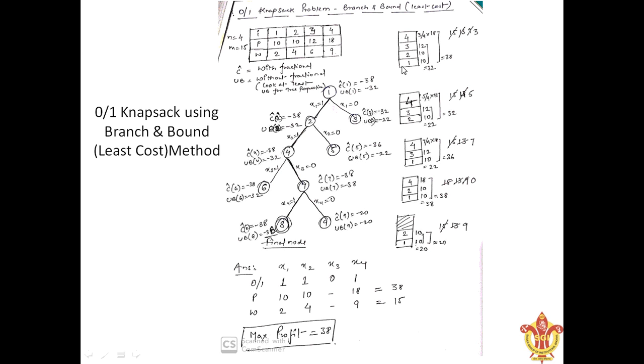For weight 2, the corresponding profit is 10. Again 10, and we have 12 for the third element. So it is going to give you 32. And we know least cost uses the minimization rule to solve the optimization problem, so we take the negative value, that is minus 32.